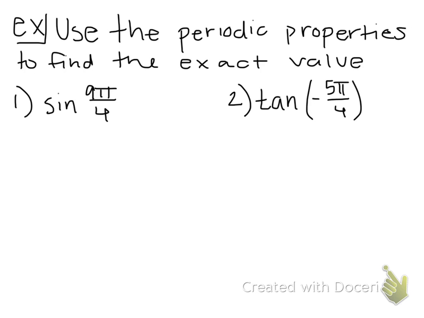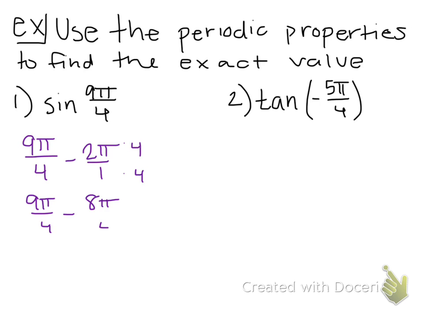Because sine has a period of 2 pi, I'm going to take 9 pi over 4 and subtract 2 pi. I need a common denominator, so I'll multiply by 4. So I have 9 pi over 4 minus 8 pi over 4, which equals pi over 4. So we're evaluating sine of pi over 4, and we know the coordinate for pi over 4 is root 2 over 2, root 2 over 2. Sine is the y value, so the answer is root 2 over 2.